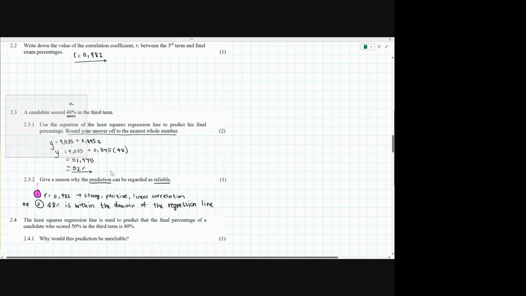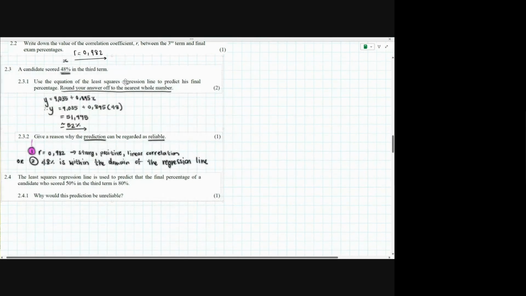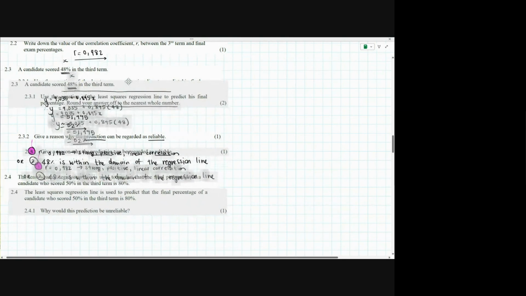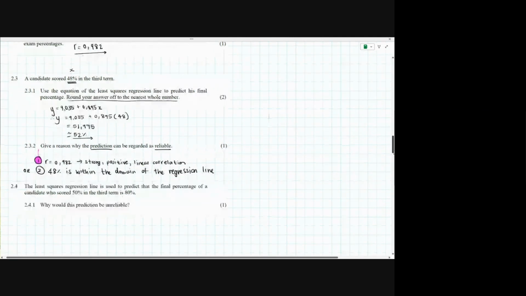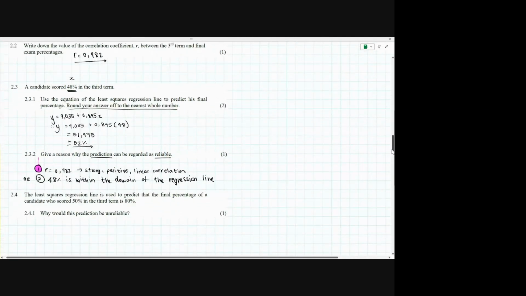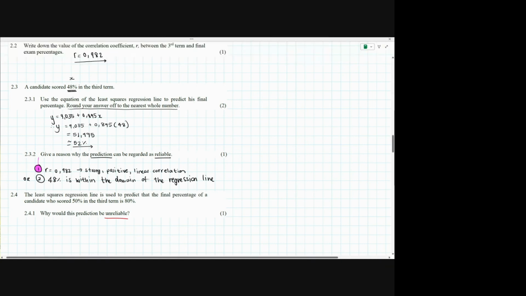All right, let's just move some of this up because this seems like a real waste of space here. So 2.4 says, no, it doesn't say that. It says the least squares regression line is used to predict that the final percentage of a candidate who scored 50% in the third term is 80. Okay, so now it's asking why would this prediction be unreliable?